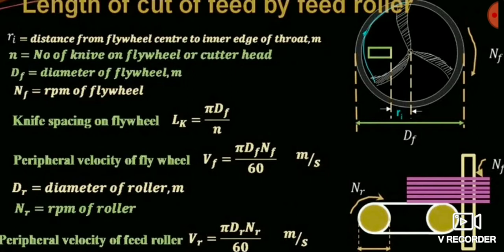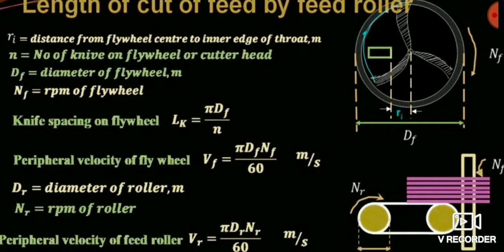Now friends, you see that peripheral velocity of flywheel, that is nothing but pi d n by 60. I think all of you have studied pi d n by 60 is the velocity formula. But friends, the most important point is d is the diameter of flywheel, n is the rpm of flywheel. Our n and d will be the diameter and rpm of the flywheel.